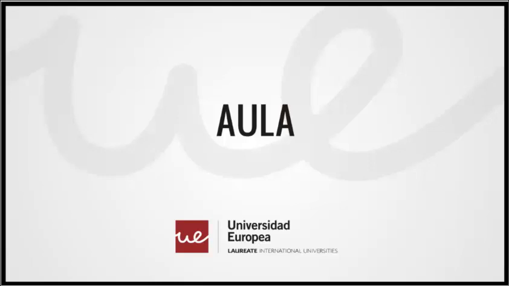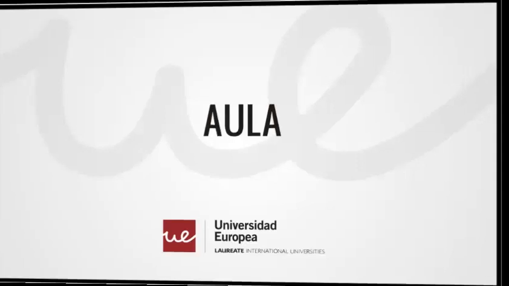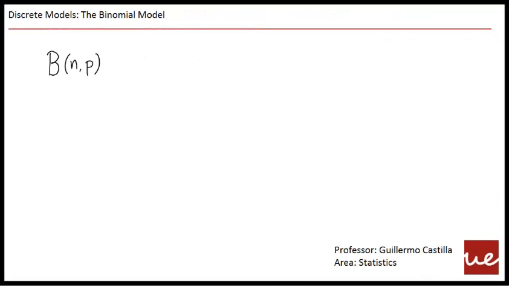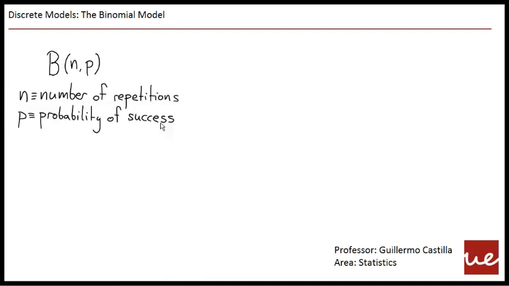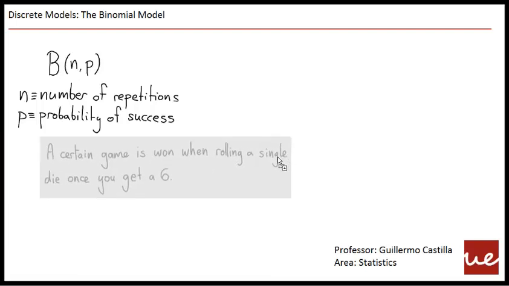We'll be talking about the discrete model known as binomial in this video, and in order to do so, first we have to describe the two variables of the binomial model. In one case we'd have n, and as the other variable we'll have p. N and p will be the only two necessary ingredients for the model itself. N is the number of repetitions, and p is the probability of success of a certain repeated event.